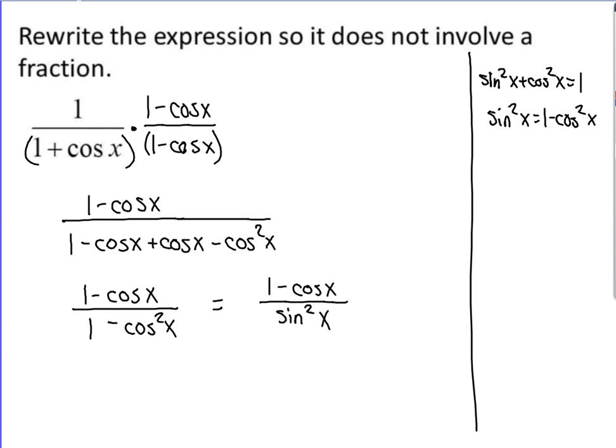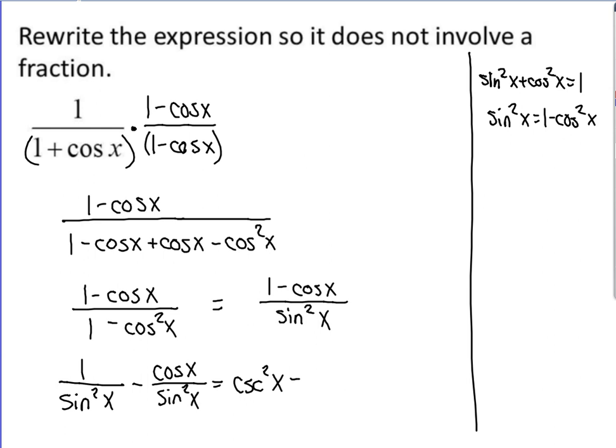Now our goal is to get rid of fractions completely. So since we have just a subtraction or addition in the numerator and we just have one thing in the denominator, you can actually split those into two fractions. So I can write this as 1 over sine squared of x minus cosine of x over sine squared of x. We know that 1 over sine squared, sine is just the reciprocal of cosecant, so that would just be the cosecant squared of x.